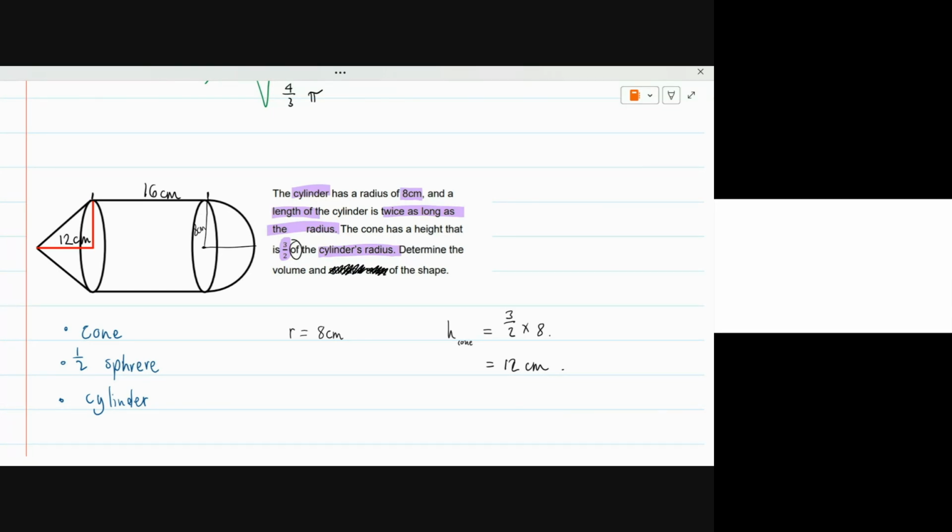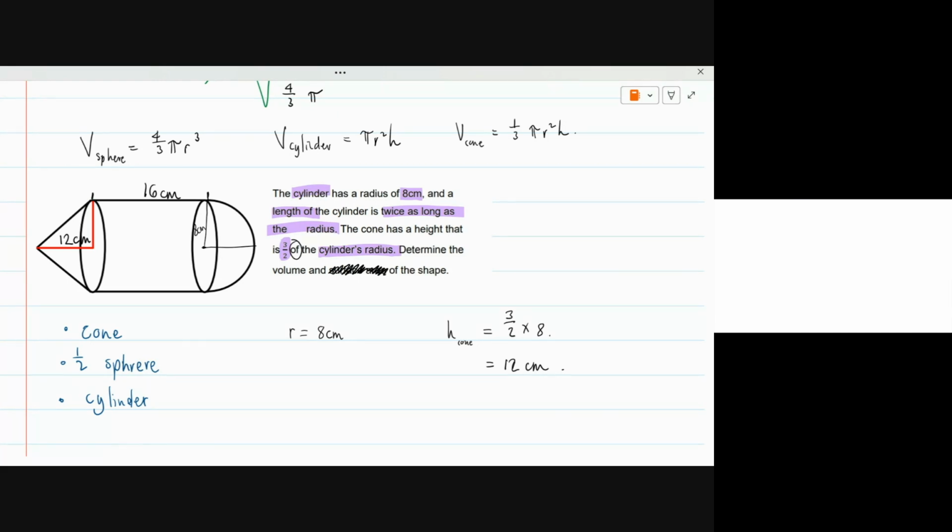Now it says determine the volume. Okay, the volume of a sphere is 4 over 3 pi radius cubed. Remember, it's half a sphere. The volume of a cylinder is equal to pi radius squared times the height. And the volume of a cone is 1 over 3 pi radius squared times the height. So really, we just needed to read through the question.